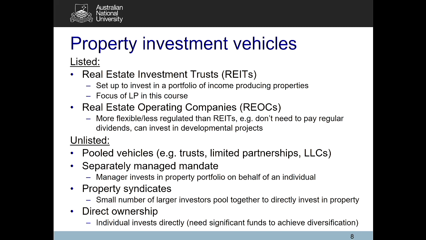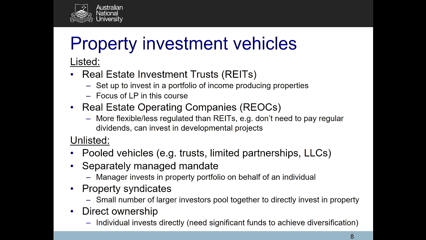The next thing I want to talk about is how you invest in each type, unlisted versus listed. Now, if you want listed property, you can do it through REITs, which is the focus of this course, or you could go through REOCs, real estate operating companies. We don't look at those in this course. They have a few features that make them a lot closer to equity, which means they're less good diversifiers and they're less reflective of the underlying property market compared to REITs.